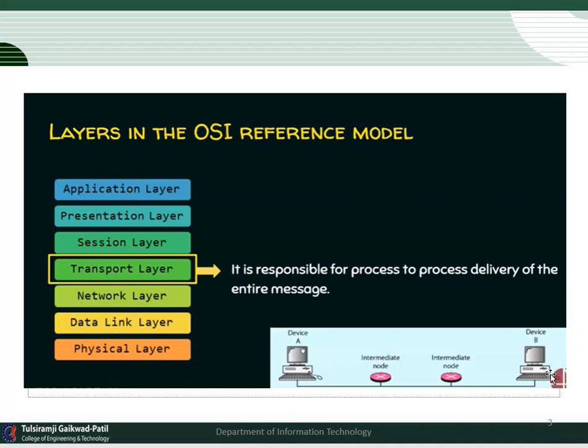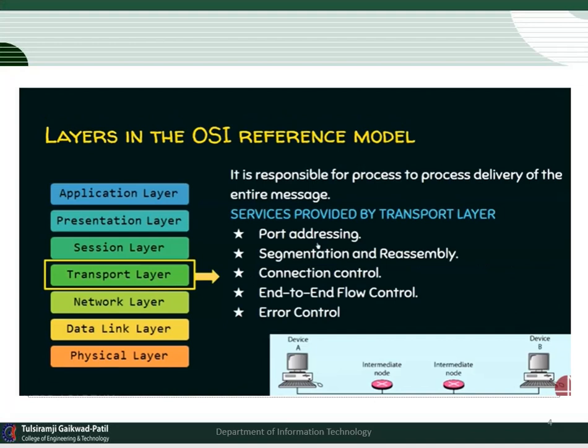So we can say that a process in one computer wants to communicate with another process in the other computer, right? If A wants to communicate with device B, it means the process in device A wants to communicate with the process in device B. This is nothing but the process to process delivery of the entire message, and it can be done through the transport layer. Now see the next one, the services provided by the transport layer.